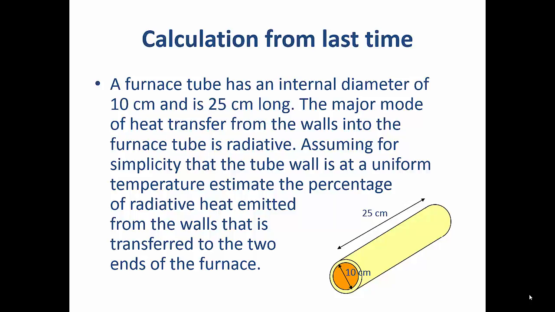So the question involved a tube furnace with an internal diameter of 10 centimeters and a length of 25 centimeters, and you were asked to work out the amount of radiative heat that will be lost to the two ends, assuming that the tube wall is uniform temperature, which would not in practice probably be true, but it serves to show what the effects of the length of the tube compared to the diameter is.